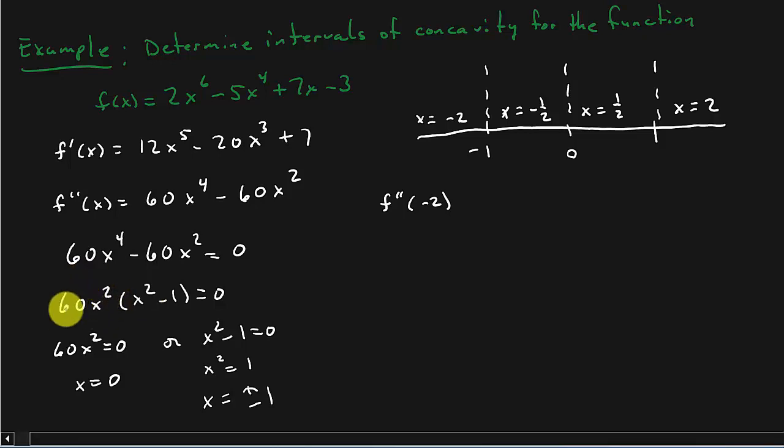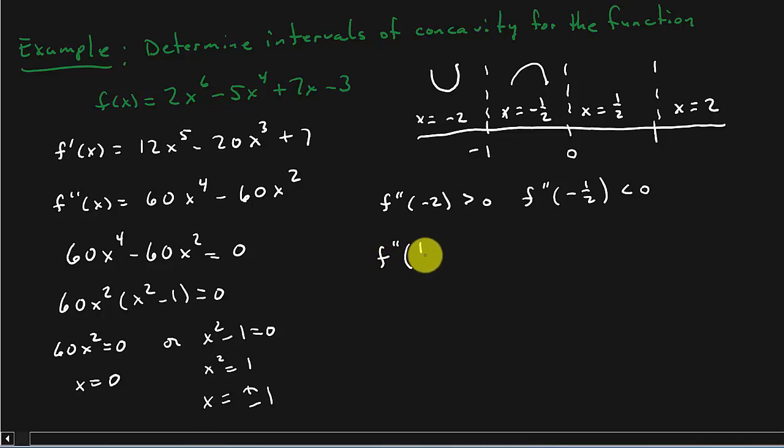Look at this first part here. We've got this times this. It doesn't matter what we plug into this 60x squared, it's always going to be positive because it's squared. Then if we plug the negative 2 in, that's 4 minus 1, which is positive. So a positive times a positive is positive, and that is concave up. Then we have f double prime of negative 1/2. That's positive out here, and 1/4 minus 1 is negative. So a negative times a positive is negative, and that's concave down.